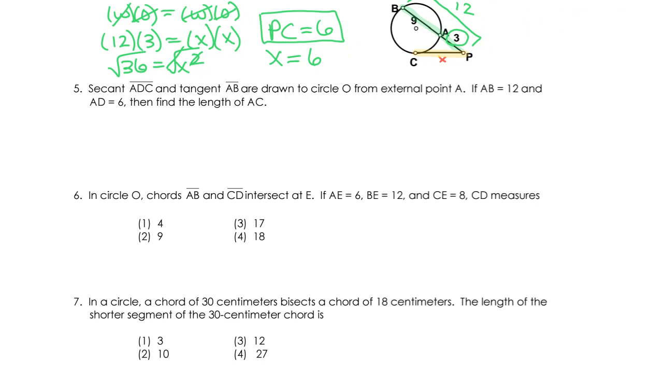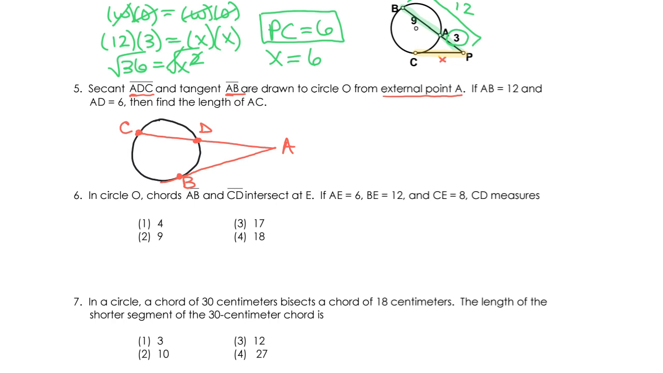Okay. Number 5, it says secant ADC and tangent AB are drawn to circle O from external point A. So we're going to go ahead and draw our circle. And it says that we have a secant. So I'm going to go ahead and draw a secant and a tangent. Okay. And notice that they have the same letter A in common. And they also told you it was from external point A. And so I'm going to label this point here on the tangent B so that we have tangent AB. And secant, this will be the D, and this will be the C, so that's secant ADC.